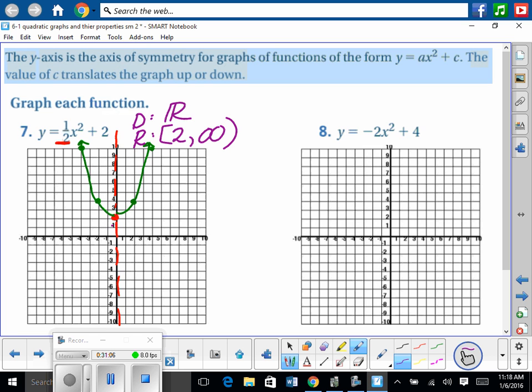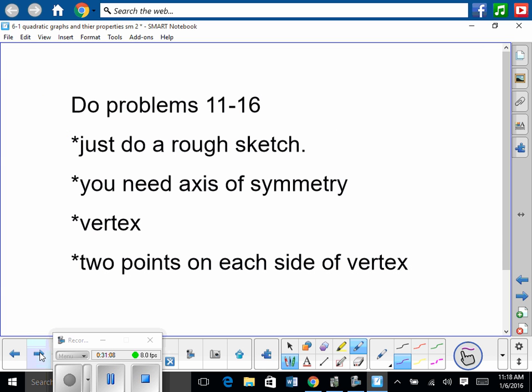Domain and range. So this is what's required of you. Whole front page. So up through 16 is 2. 11 through 16 you also need to tell me the domain and range. That's all that's going to be dealing with this worksheet. So you have the rest of the time to help each other, and you are not allowed to put anything away.